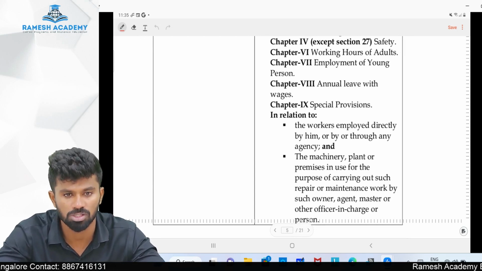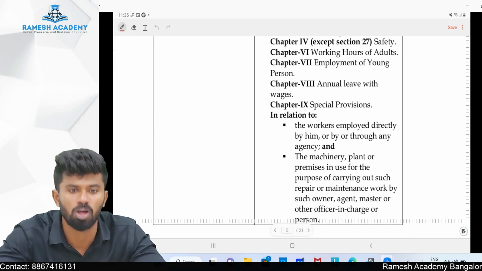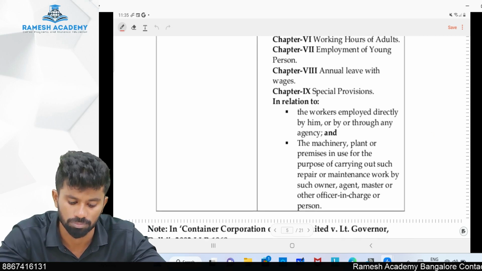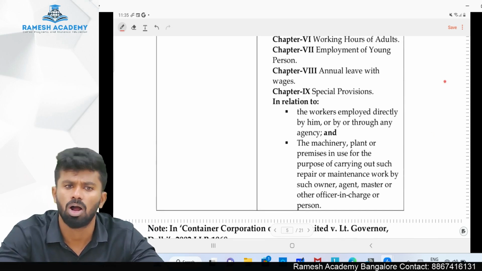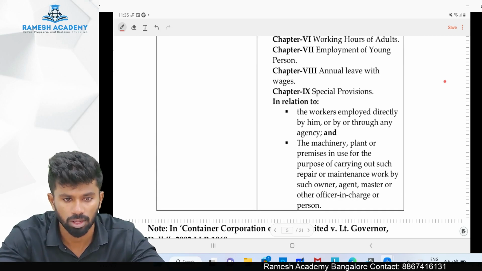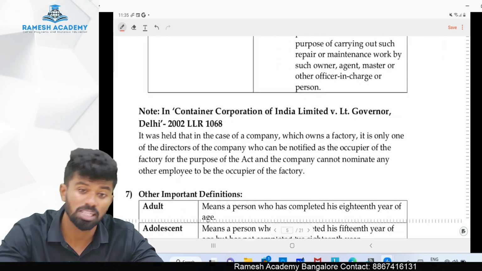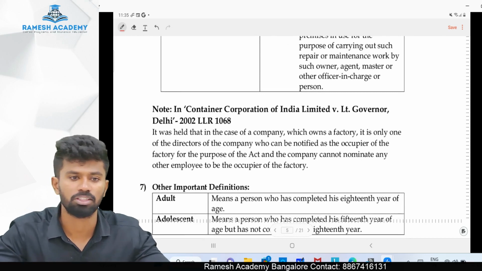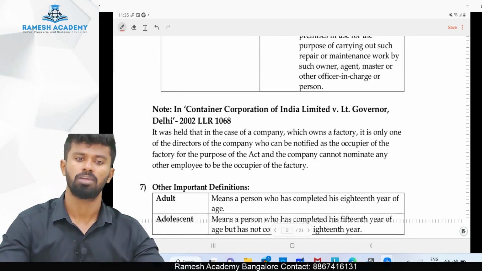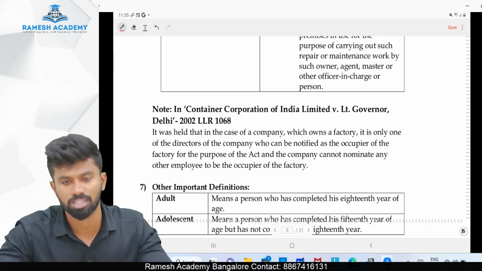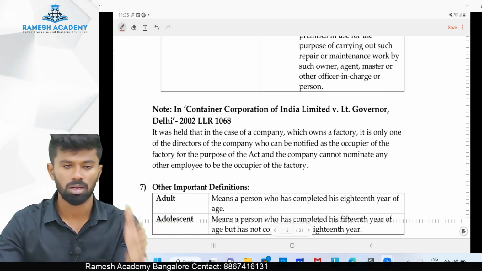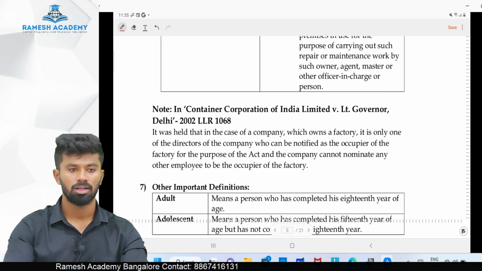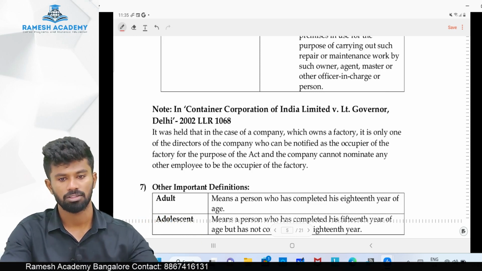Employment of young person. So for the compliance of these provisions, who will be the owner? Who is the occupier? The owner is the occupier. Yes, so they may ask a question in the examination: the definition of an occupier from which point of view? From the factory's point of view. And this definition will change from law to law. In one law, occupier means one thing; in other laws, occupier means something different.